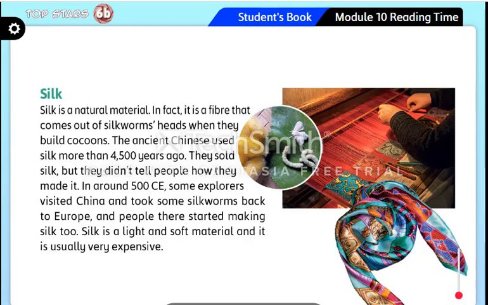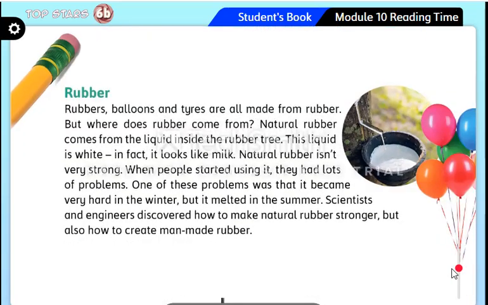Okay, let's check our comprehension and talk about each part of the text. The first part is rubber. Rubber is both a natural and man-made material. It comes from the rubber tree naturally, and it is actually in a white liquid form. People take this natural material and make it harder and stronger. Many things we can use today are rubber. The second part is glass.